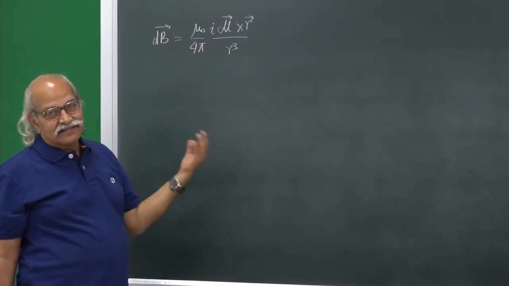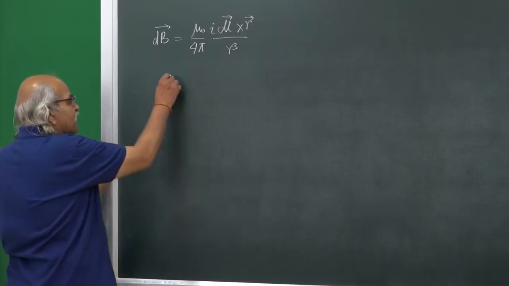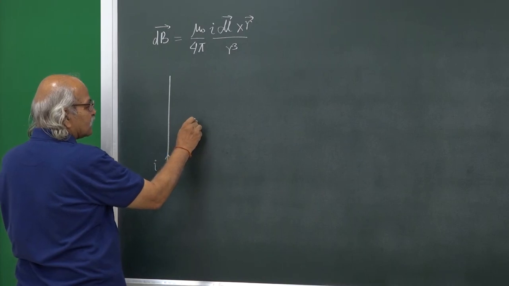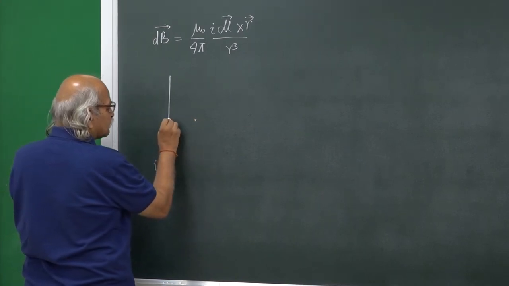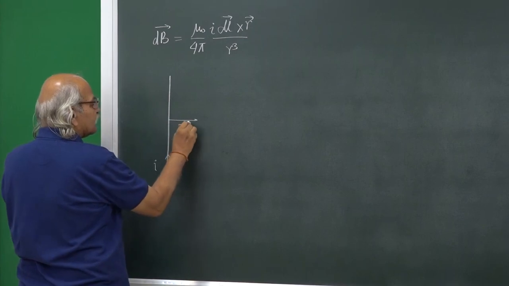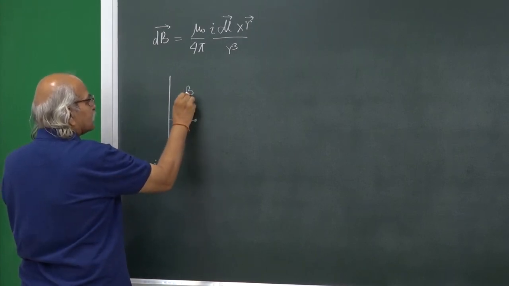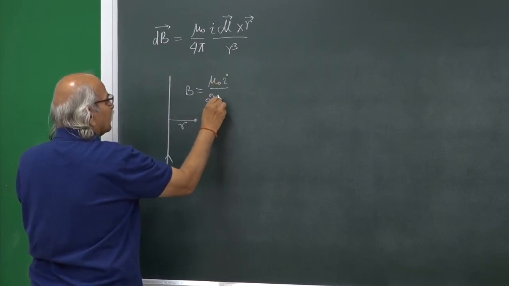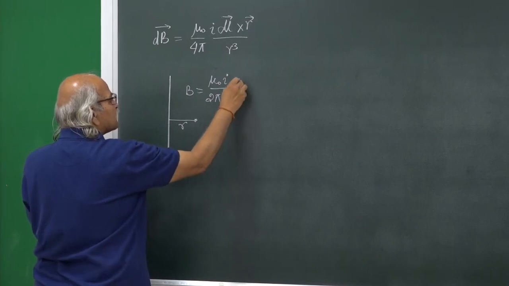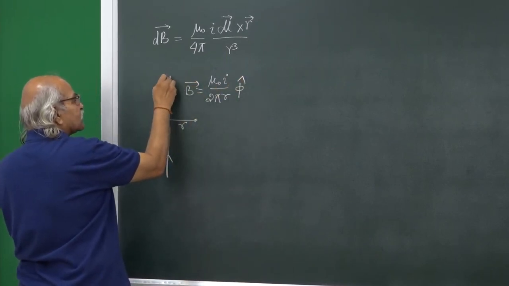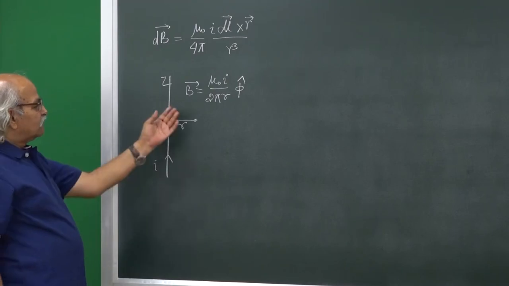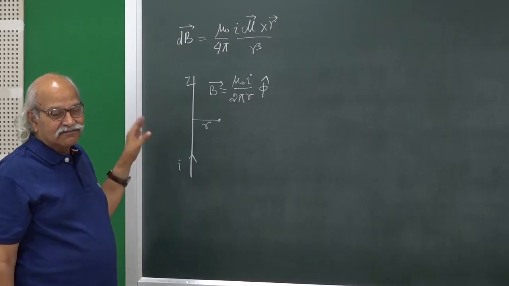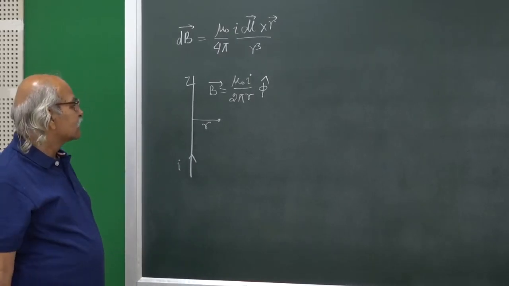Using this we calculated the magnetic field due to a straight wire current, a circular loop, and a long straight wire current. We got the equation that if this perpendicular distance is r, then the magnetic field here is mu naught I over 2 pi r in phi cap direction. If this is the z axis, then the phi direction is around this, and magnetic field lines are of that nature that we discussed.